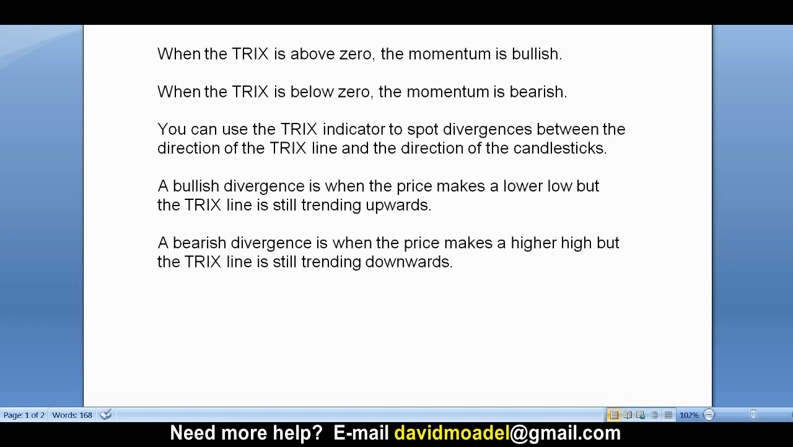So a bullish divergence is when the price makes a lower low, but the TRIX line is still trending upwards. So if you have the price trending downwards, but the TRIX line trending upwards, you might feel that the TRIX line is telling the truth and that it's still bullish. And conversely, a bearish divergence is when the price makes a higher high, but the TRIX line is still trending downwards. So it's just the opposite. That would be a bearish divergence.